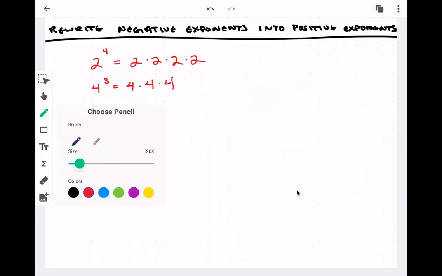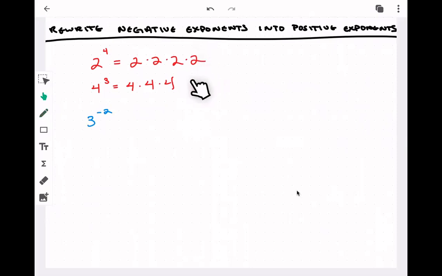So now we're going to be dealing with our negative exponents, since we reviewed what regular exponents, or positive exponents, look like. So we're going to look at the example of 3 to the negative 2nd power. Now if we were to follow it the same way that we followed our positive ones, we would do our base of 3 being multiplied by itself negative 2 times. Doesn't really make sense to what we've done.